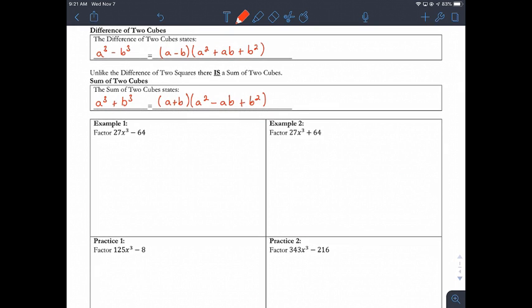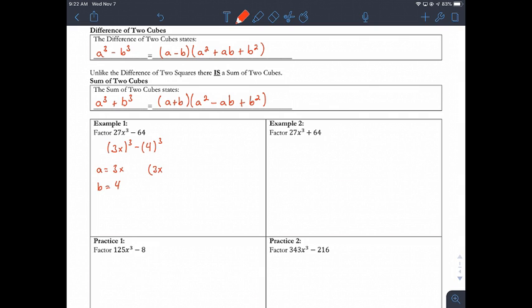So let's look at example number 1. Example 1 asks us to factor 27x cubed minus 64. Here, much like the difference of two squares, we can write this as the difference of two cubes, meaning that the cube root of 27 is 3, and the cube root of x cubed is x, all of that cubed, minus 64, the cube root of 64 is 4. Which means that a is equal to 3x, b is equal to 4, and we can throw that into our equation.